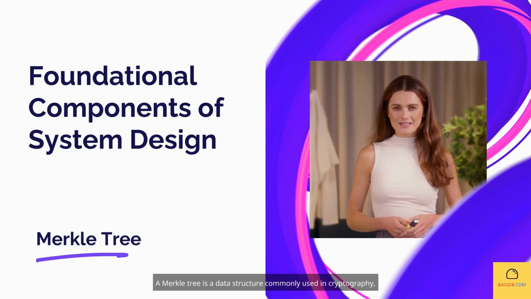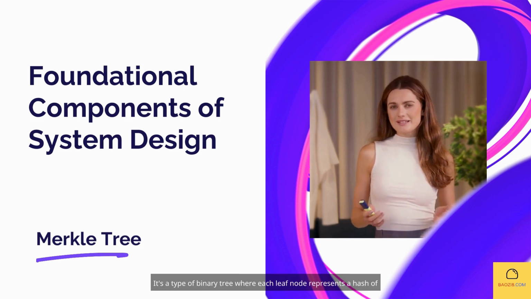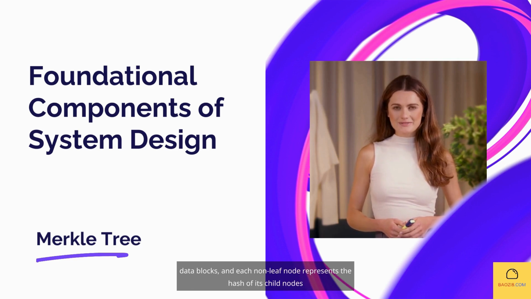A Merkle tree is a data structure commonly used in cryptography, blockchain, and distributed systems to ensure data integrity and security. It's a type of binary tree where each leaf node represents a hash of data blocks, and each non-leaf node represents the hash of its child nodes.